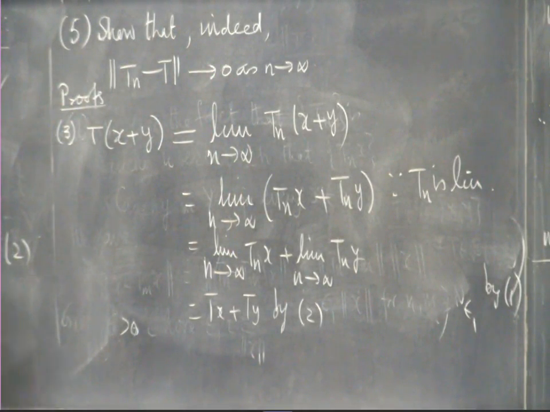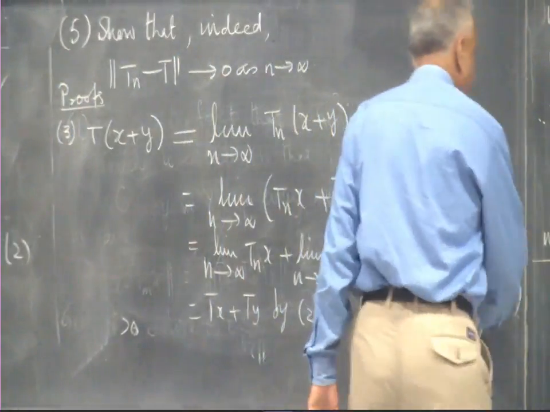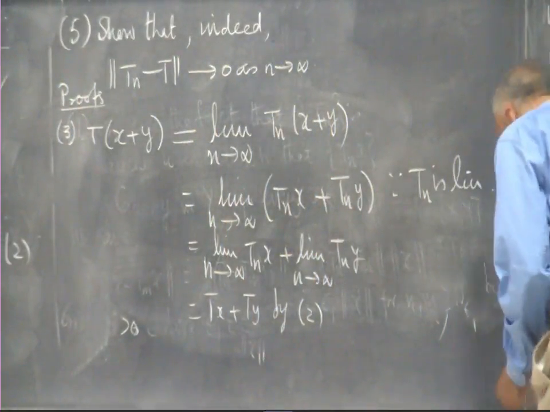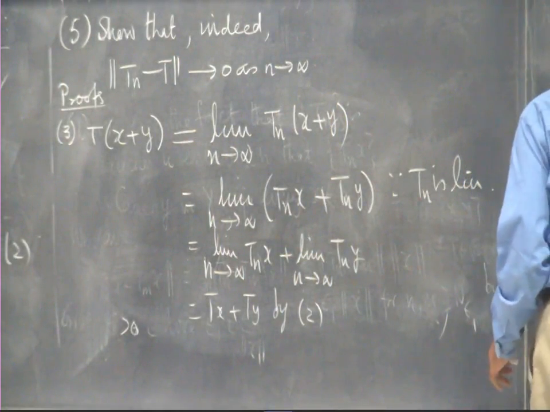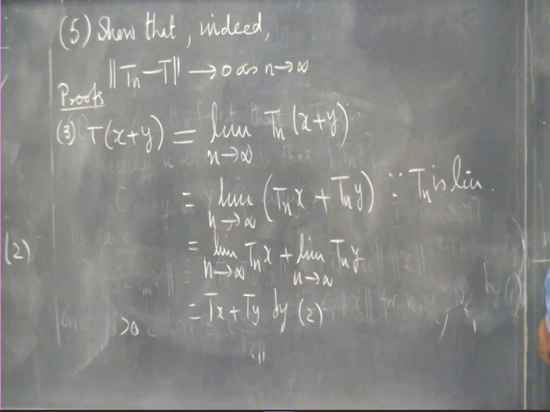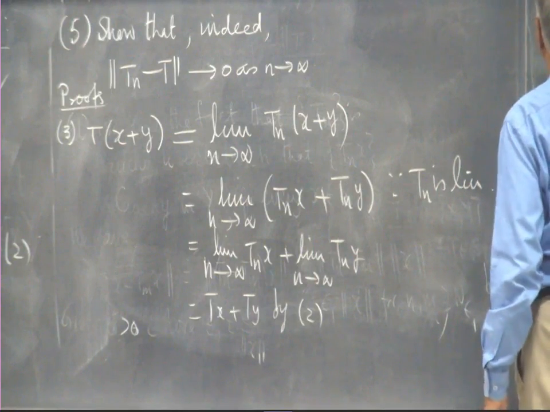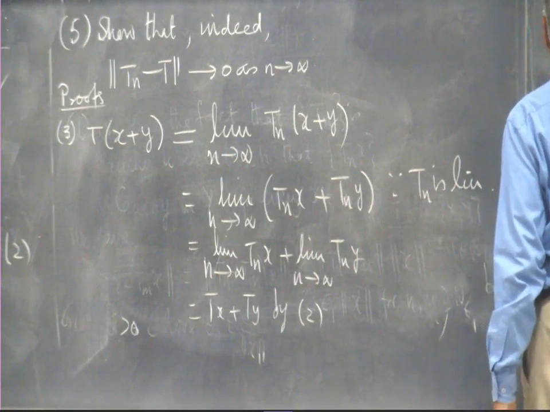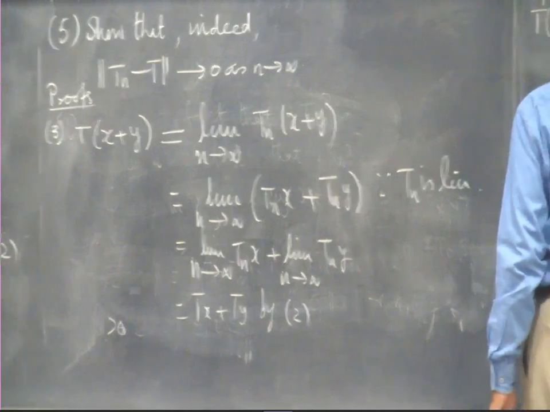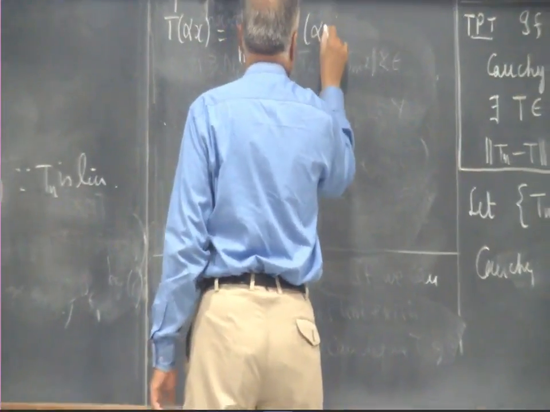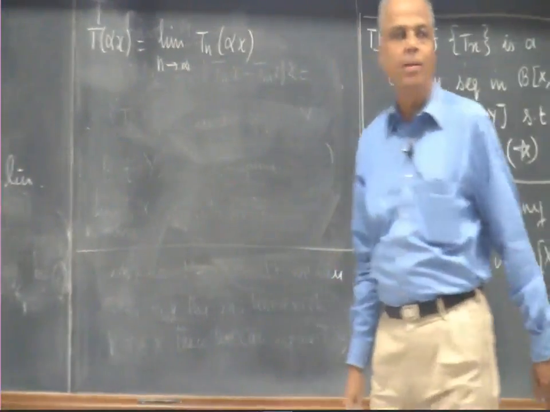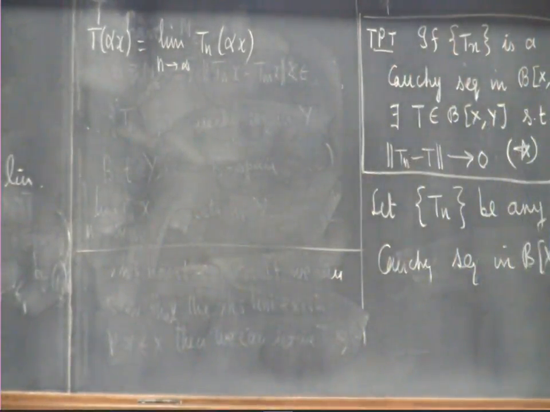So the sum is over, and for the scalar multiple we should now look at T of alpha x. Again it follows the same pattern. We have T of alpha x is equal to the limit as n tends to infinity of Tn of alpha x, because that is the definition of T. T of anything is the limit of Tn of that. And now Tn is linear.